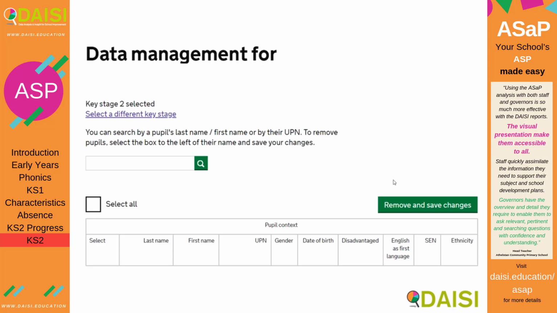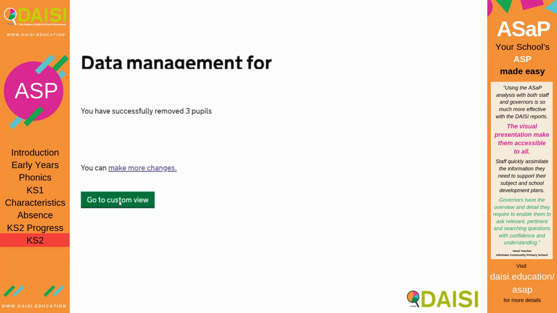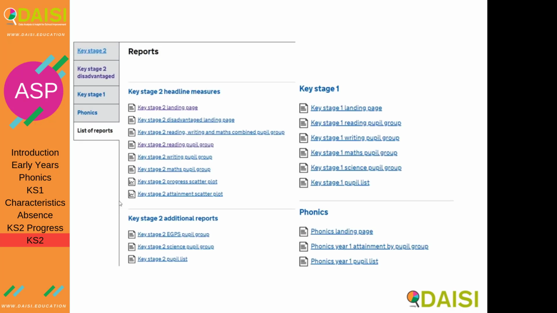So the only reason to use this select all button is if you wanted to remove all of the pupils and then reinsert, that's to say untick certain pupils, so you have a very small select pupils. Once you have done this, you can see I've successfully removed 3 pupils. You can then go into your reports. You'll have a slightly reduced list of reports, but it's still fairly sufficient for what you need to do. And this is data management, allowing you to remove individual pupils to create your own custom analysis.